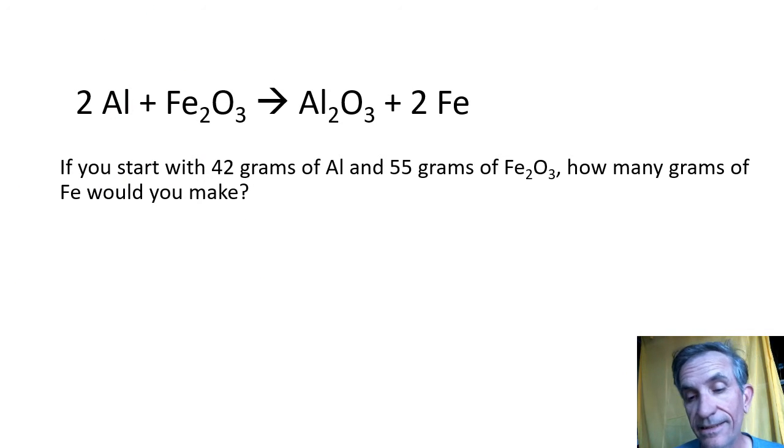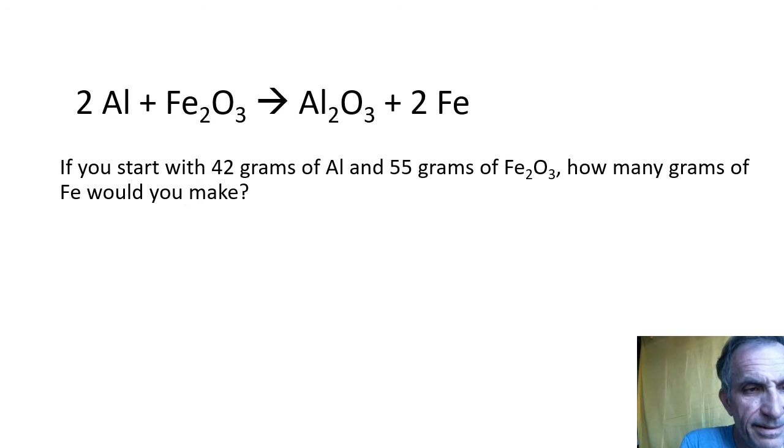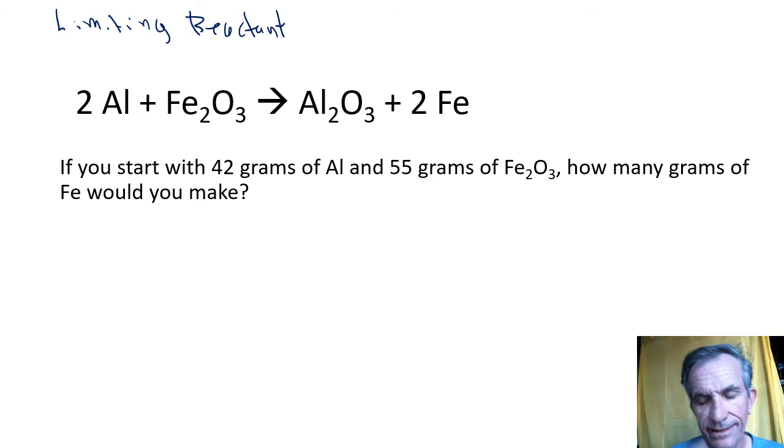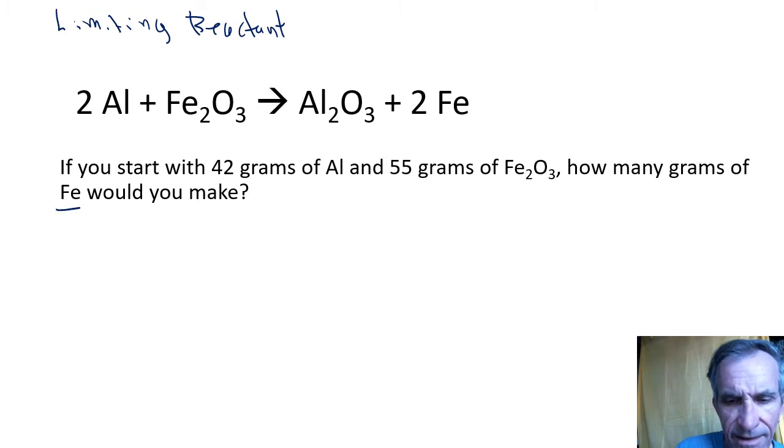So this is going to be a limiting reactant problem. In a limiting reactant problem, we're still going to try to figure out how much stuff we're going to make in a reaction. I see a reaction up here: aluminum and iron(III) oxide turn into aluminum oxide and iron. So the goal in this case is to figure out how much iron we are going to make, how many grams of iron.